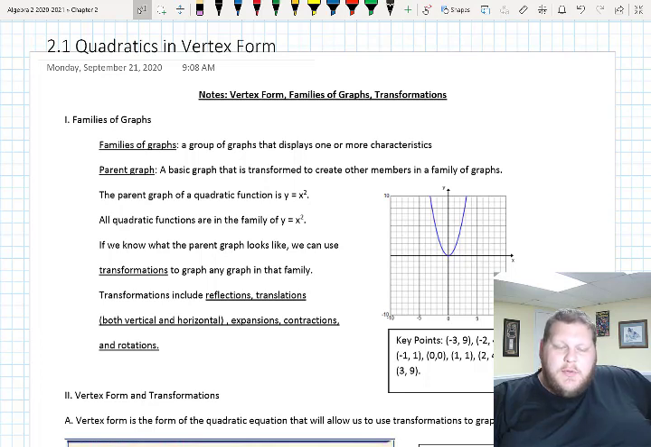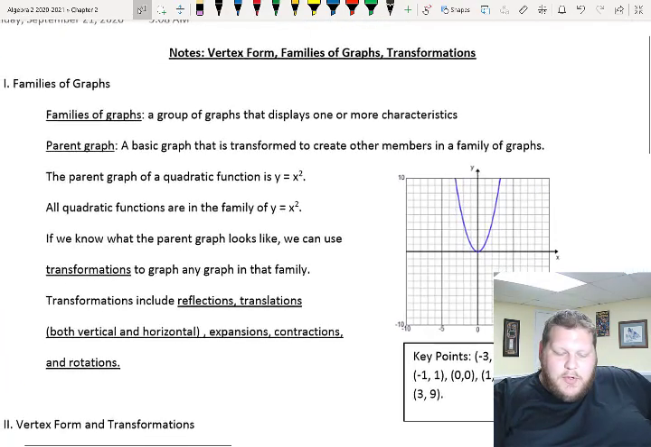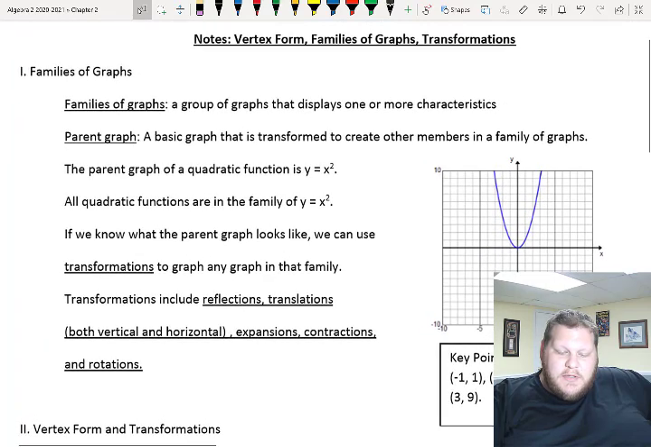Hey guys, today we were talking about 2.1, quadratics in vertex form. The textbook calls this transformations of quadratics, but really we've already spent some time on transformations, so I just want to focus in on that vertex form and how we handle graphing those. So for our notes here, I'm going to go through them again briefly just to remind ourselves.